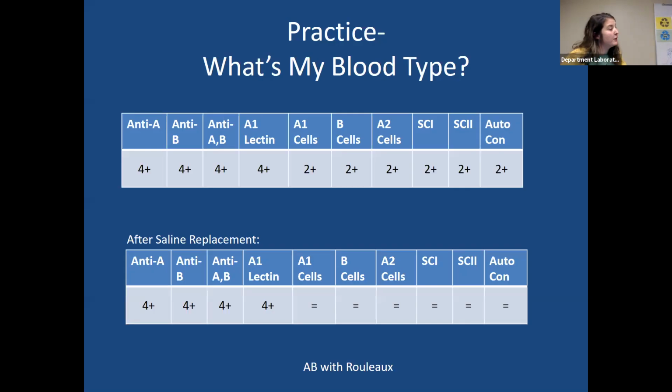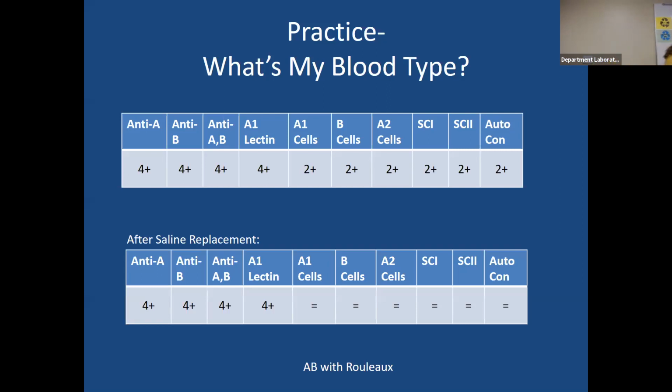All right, anybody have any questions? Is the reaction with A1 cells always weak, like 1+ or 2+? If you're dealing with a discrepancy, yeah, it'll always be weaker. That's just because it's the patient's immune system building those antibodies. It does not react as strong as our commercially manufactured antisera.